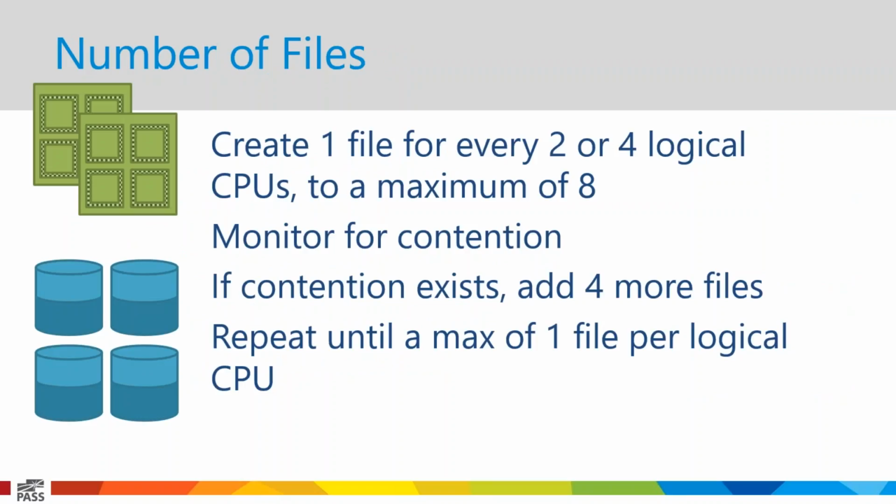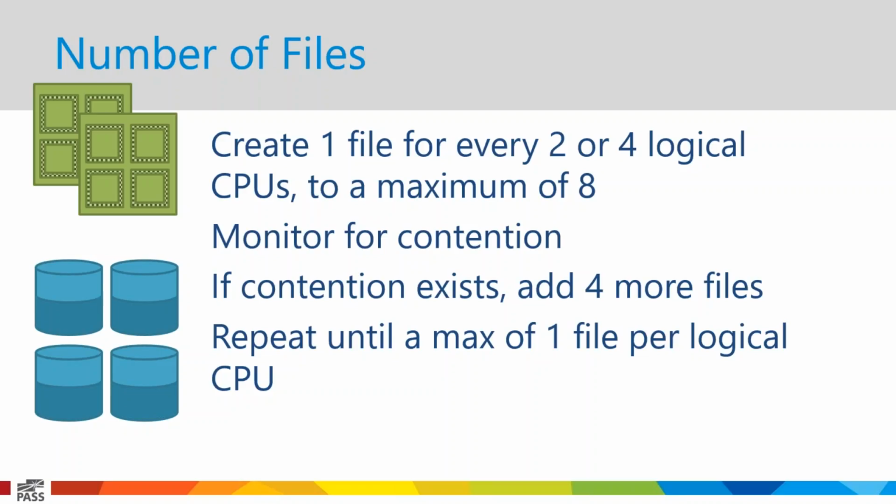The number of files, there's a lot of different ideas on how you need to create your Tempdb files. This is the advice that I give. You create one file for every 2 or 4 logical CPUs up to 8. So if you've got, as my example VM, it has 4 CPUs, maybe I'd set it up with 2 files to start. I would start monitoring for contention to see if contention is occurring. If it's occurring, I would add 4 more files, do it again and again until a maximum of 1 file per logical CPU. With my little 4 CPU test machine, that means that 1 file per logical CPU is only 4 files.